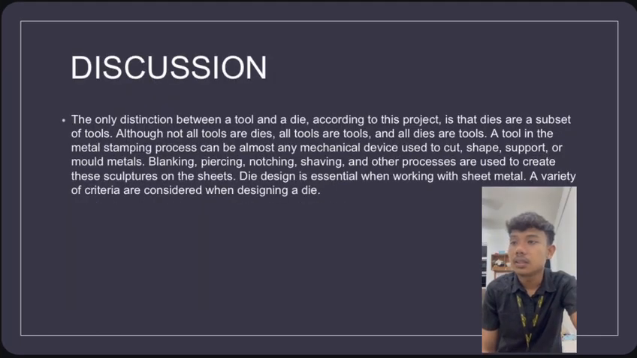Discussion. The only distinction between a tool and a die, according to this project, is that dies are a subset of tools, although not all tools are dies. All dies are tools. A tool in the metal stamping process can be almost any mechanical device used to cut, shape, support, or mold metals. Blanking, piercing, notching, shaving, and other processes are used to create this shaping on the sheets.